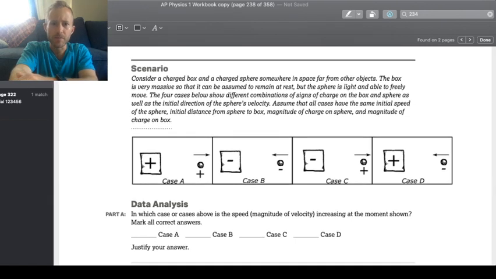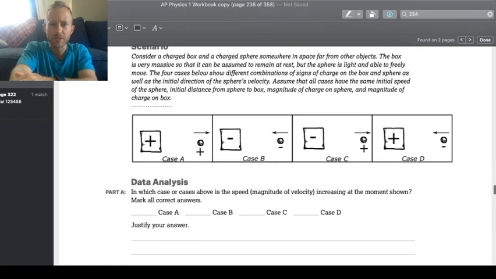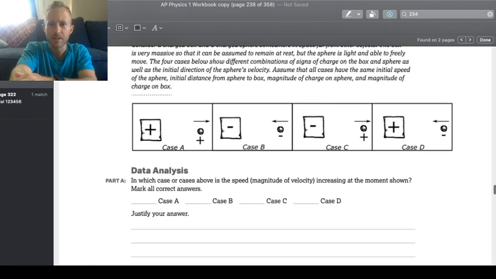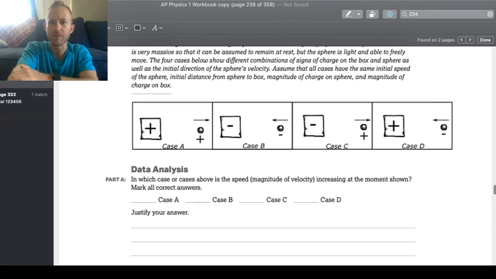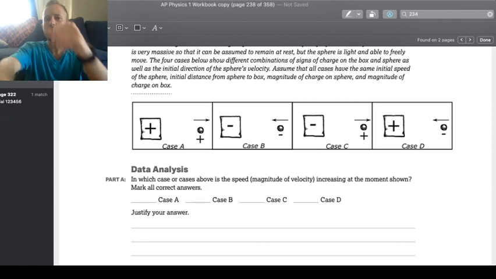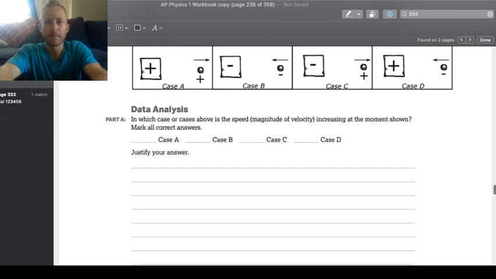In which of the cases above is the speed increasing at the moment shown? So, in order for the... I'm just going to type it out.